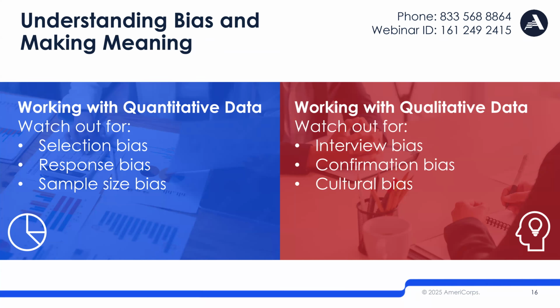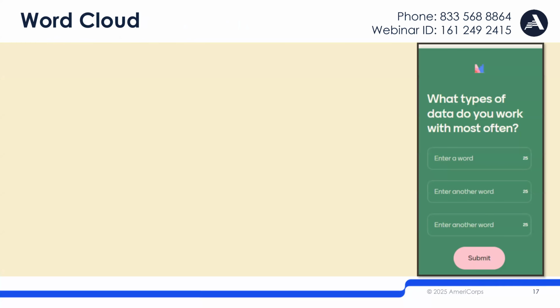I want you to remember that the goal isn't to eliminate all bias. It's just not possible. The goal is to be aware of potential biases and account for them in how we collect and interpret our data.